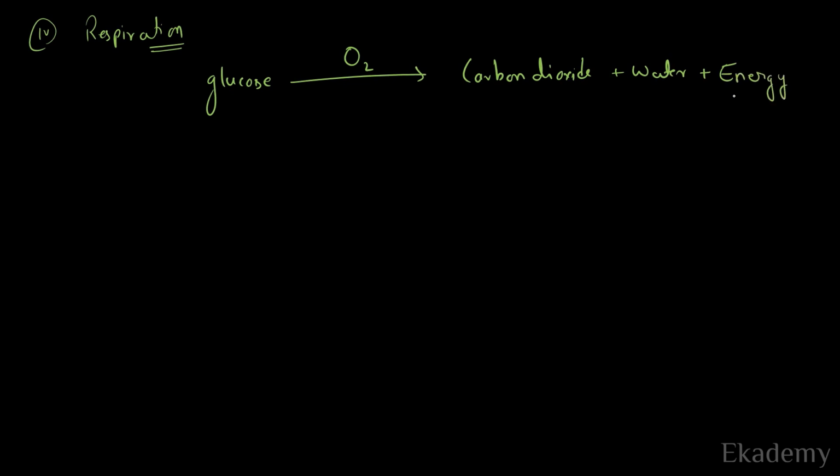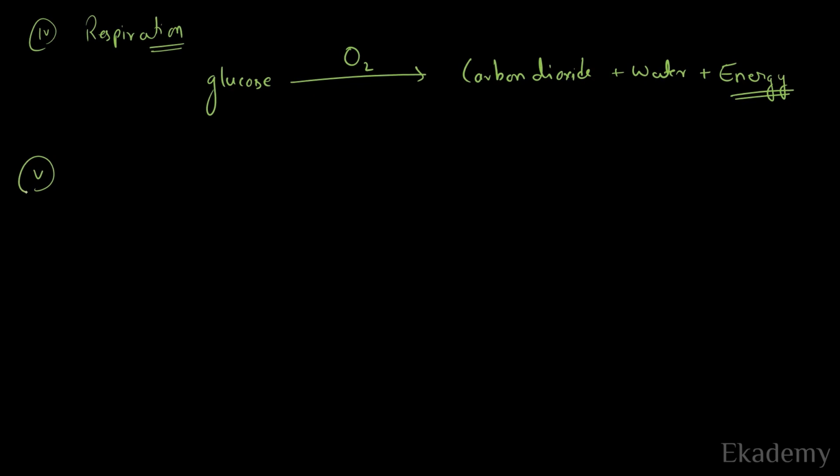Another example from daily life is the process of respiration. What happens in this process is glucose in presence of oxygen gets converted into carbon dioxide, water, and also it releases energy which is required by our body for its proper function. Now we can see that the initial substance is getting transformed into completely new substances, and hence it is again a chemical reaction.